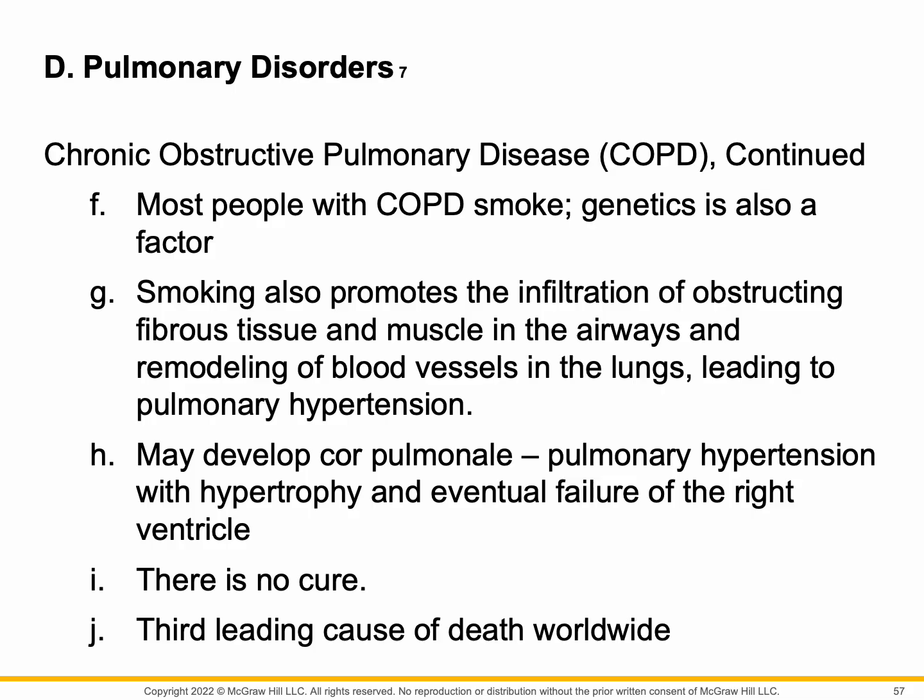Smoking also promotes the infiltration of obstructing fibrous tissue and muscle in the airways and remodeling of the blood vessels in the lungs that lead to pulmonary hypertension. It may develop cor pulmonale, which is a pulmonary hypertension with hypertrophy, enlargement, and eventual failure of the right ventricle. There's no cure to COPD, and this is the third leading cause of death worldwide.